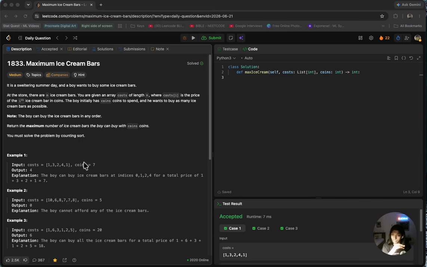It says that it's a summer day and a boy wants to buy some ice creams. So he goes to the shop, and in the shop there are n ice cream bars. You get costs of length n, which has the cost of each of these n ice cream bars. The boy has some coins, and the goal is that he wants to buy the maximum number of ice creams. This question has explicitly told us that we have to use something called counting sort. So let's look at that.